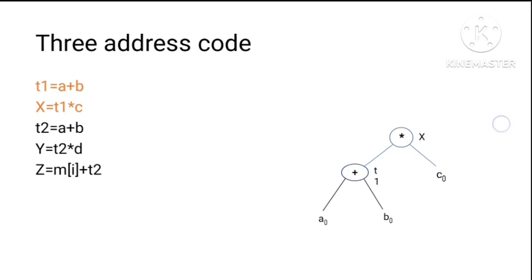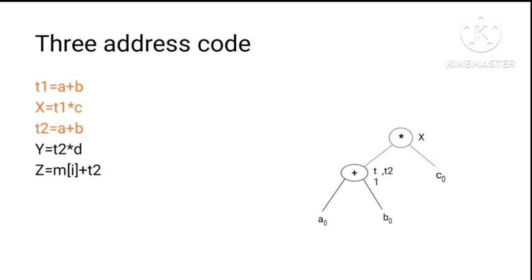Now coming to the third one, T2 is equal to A plus B. But understand that there is no difference between the first statement and the third statement, because the values of A and B do not change. So T1 and T2 have a common value here. So there is no need to construct the tree again, because it is already constructed and is computing the same value. So simply assign T2 to T1. T1 and T2 actually represent the same common subtree here.